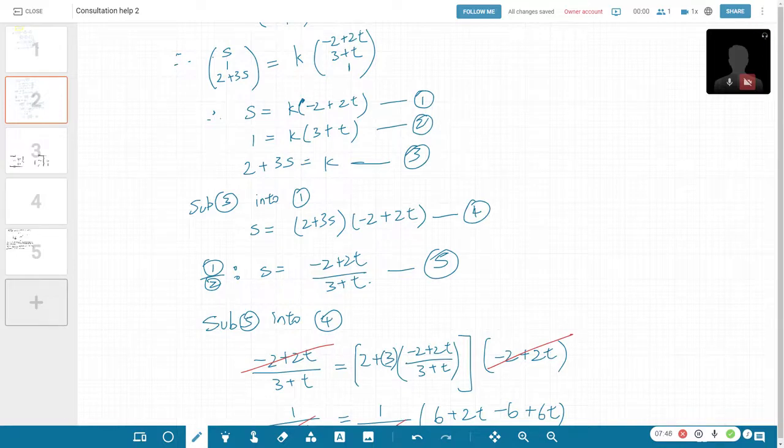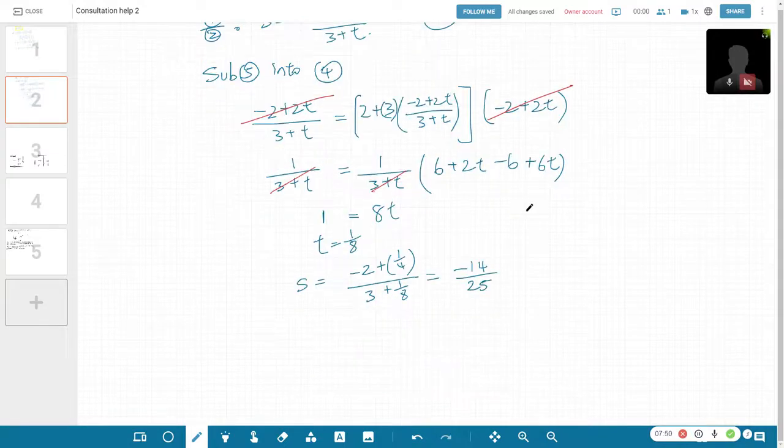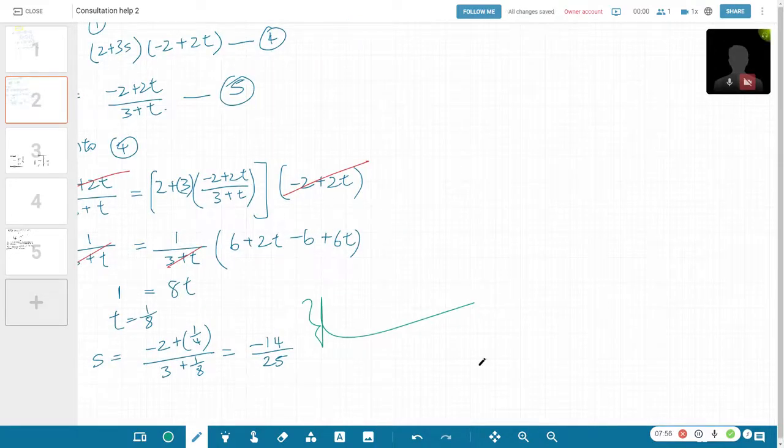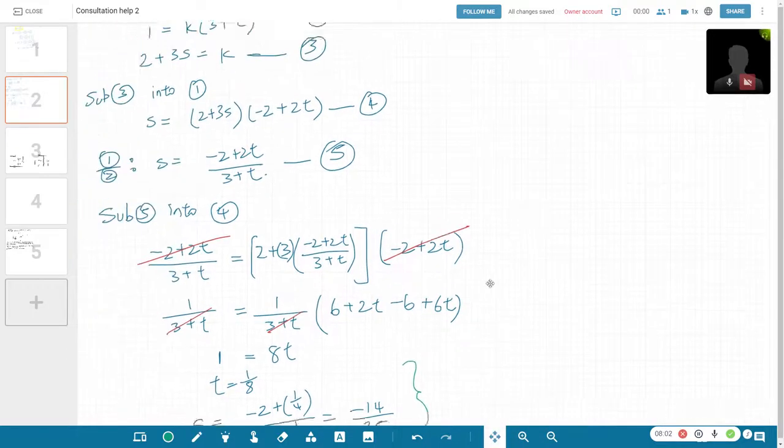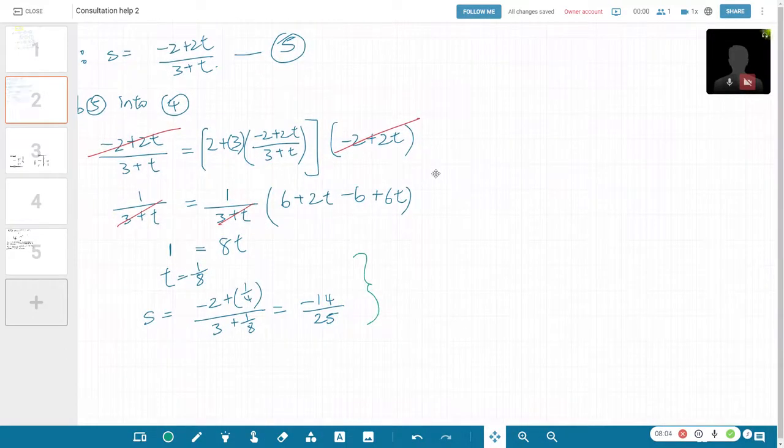Okay, so this is a side working that you don't need to show during exams, but it's just more of a side working. It's not impossible to be wrong. Anybody can be careless. So let's say we try to do a sub working. For number 3, we will get 2 plus 3s equals to k. So k equals to 2 plus 3s.